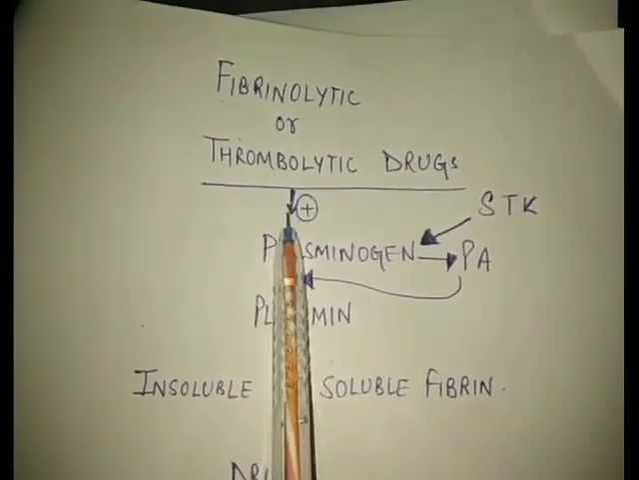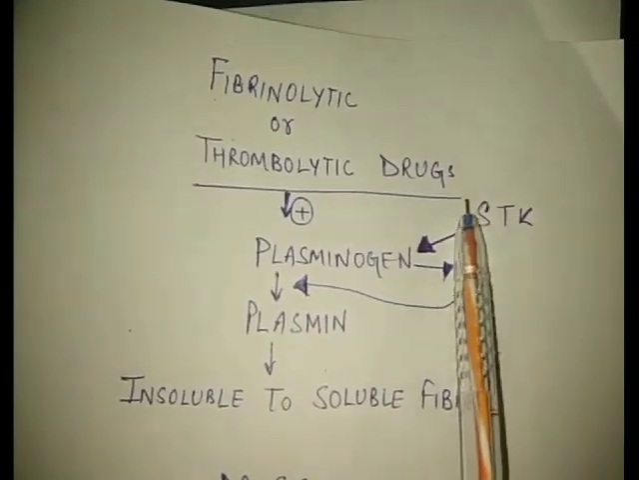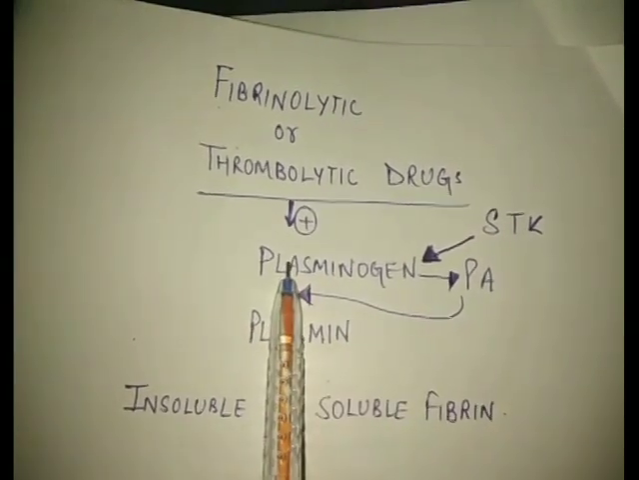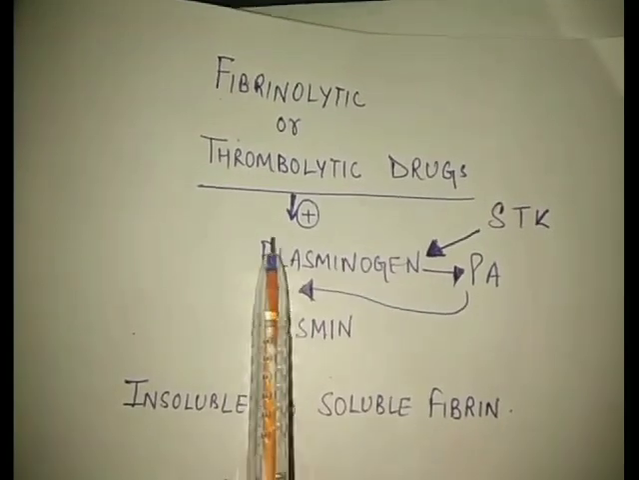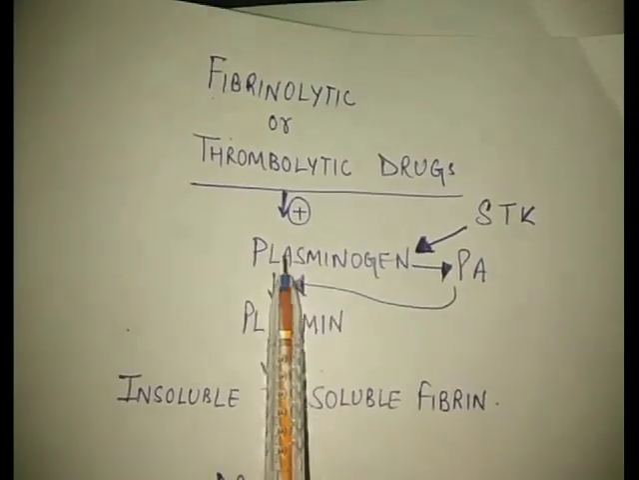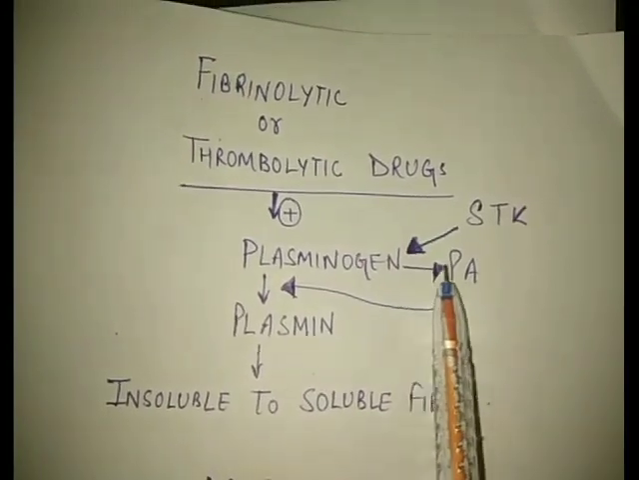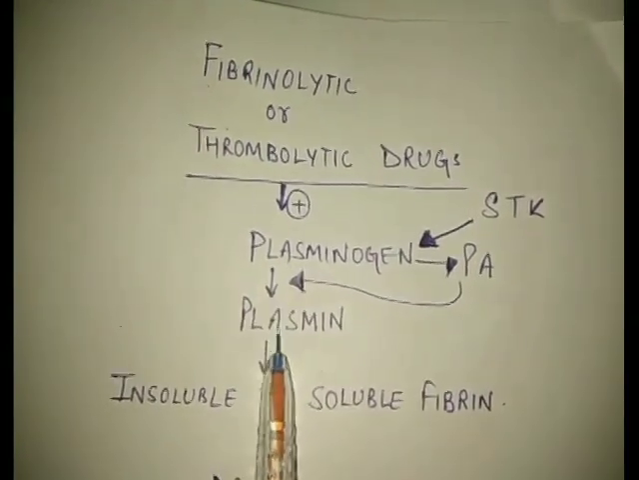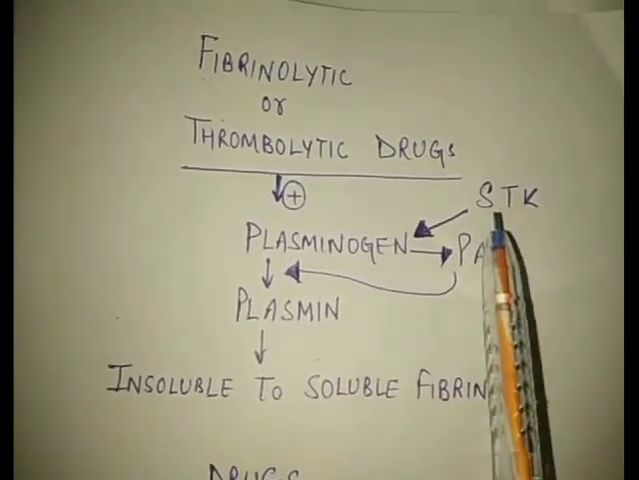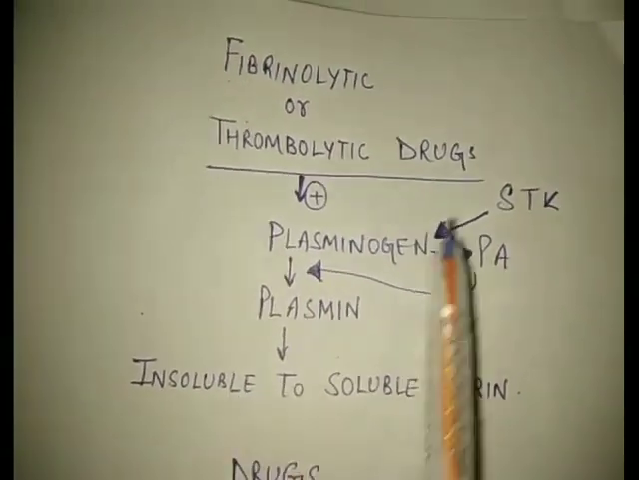Okay, most of the drugs directly convert plasminogen to plasmin. However, there is another drug which is streptokinase. It combines with the plasminogen. By combining with the plasminogen, it does not directly convert plasminogen to plasmin. Rather, it converts plasminogen first into the plasminogen activator, unlike other drugs which directly convert to plasmin. It initially converts into the plasminogen activator, okay, and then this activator converts plasminogen to plasmin, and then this plasmin converts insoluble fibrin to soluble fibrin. This streptokinase acts indirectly as compared to the other fibrinolytic drugs. This point you have to remember.